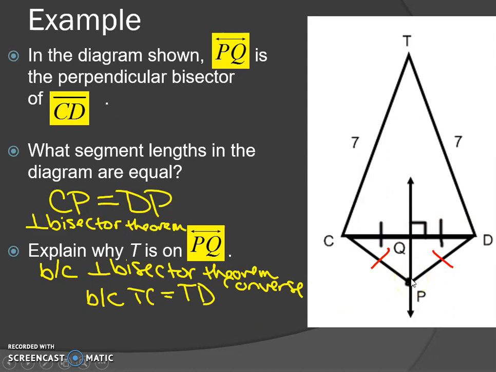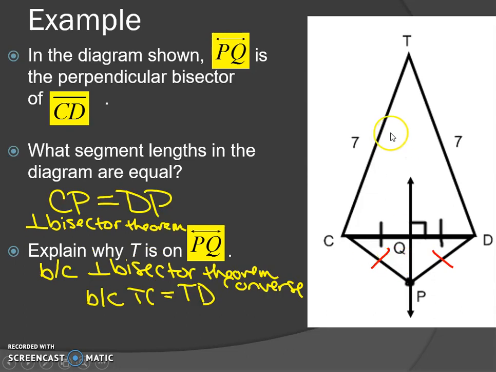So look here. This P is equidistant from C and D, so CP is equal to DP. They are equal to each other, so make a mark on your picture. Because of the perpendicular bisector theorem, which is the lesson today, please write CP is equal to DP because of perpendicular bisector theorem. Please write that in your notes.